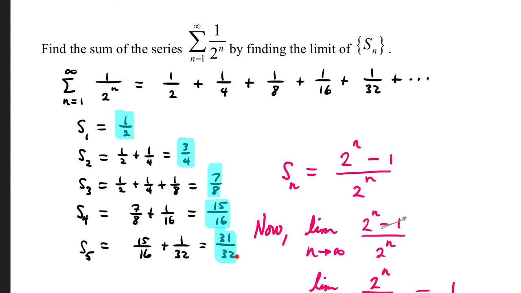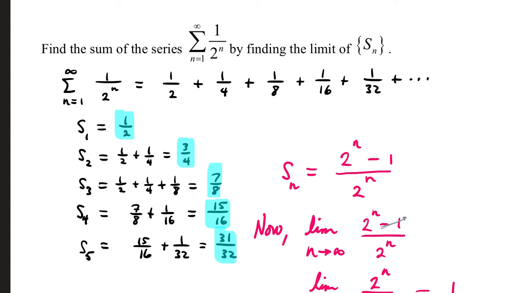32 is 2 to the 5th, 16 is 2 to the 4th. See how those subscript values match your power of 2? So when we come over here in the pink, the denominators are all powers of 2 based on what partial sum you're trying to calculate. The numerator was always one less, so we take our denominator, 2 to the n power, subtract 1.